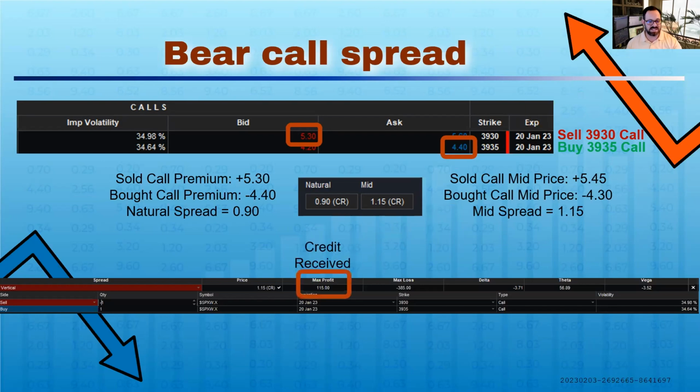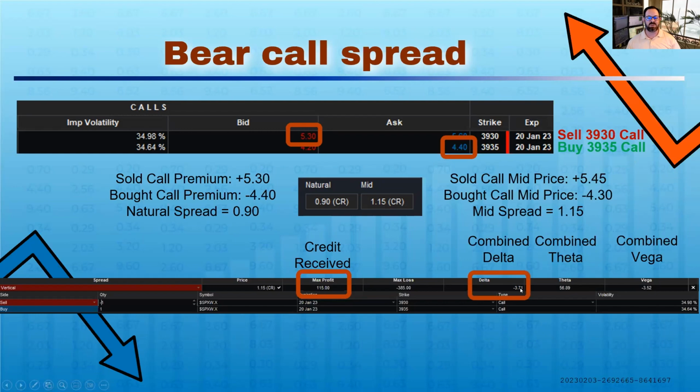Anyway, the credit received in this case is the maximum profit, $1.15, or $115 for one spread. Before I go further, the max loss is, again, the difference between the 2 strikes, in this case, 5 points or $500 minus the credit received. So it's $385. And the combined delta, negative 371.